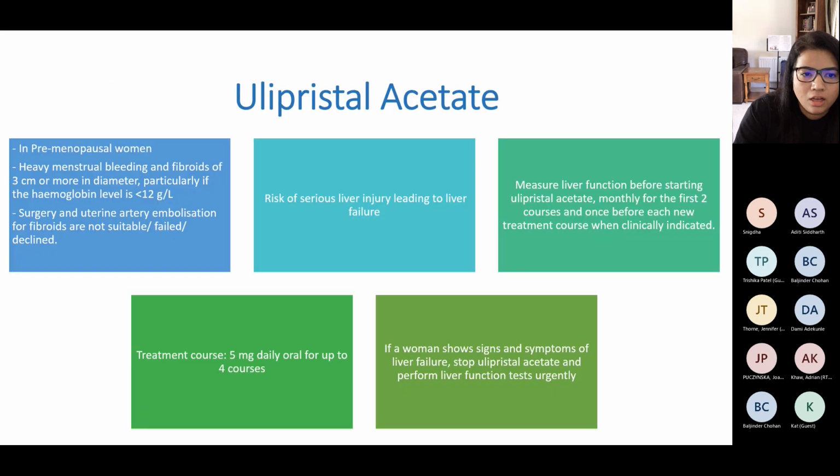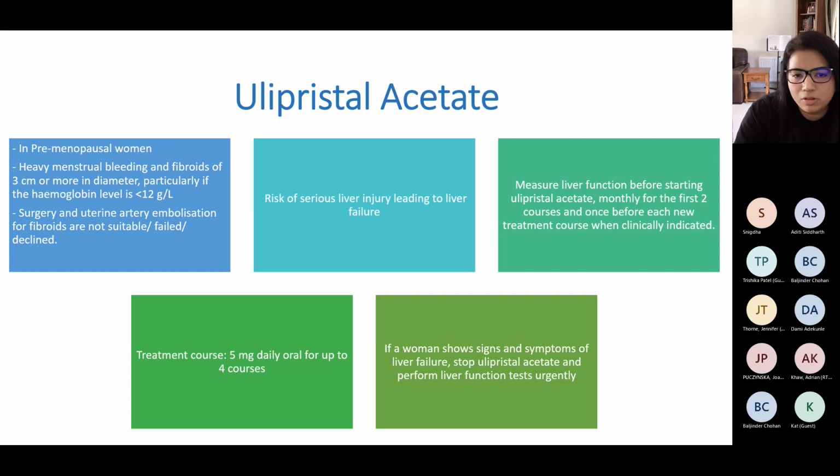Yeah. So ulipristal is essentially for people who are premenopausal, who have heavy bleeding and have a fibroid that's more than 3 centimeters in diameter. And particularly if they're anemic as well, and if they don't want any of the other choices or are not fit for any of the other choices, then you would suggest ulipristal. The problem with ulipristal is that it has been associated with liver injury, which is why they need monitoring.